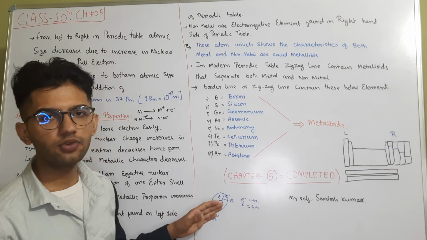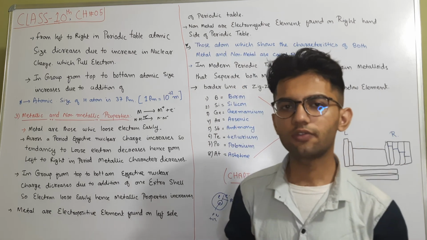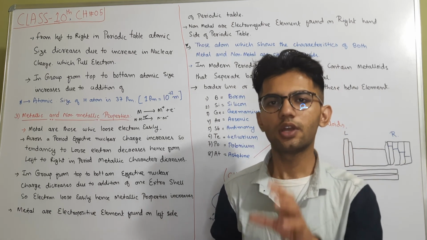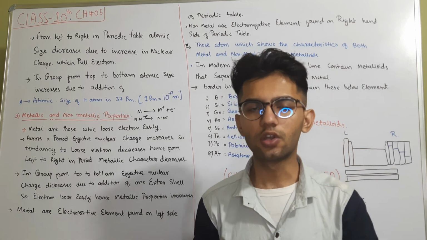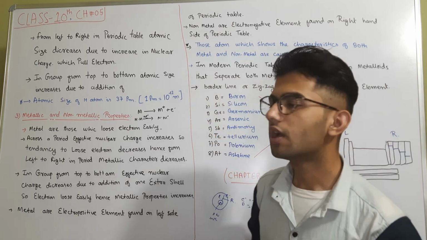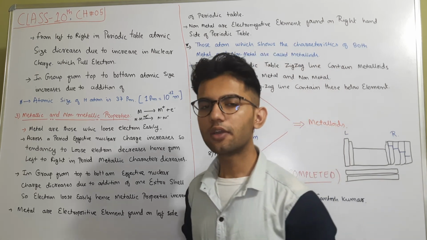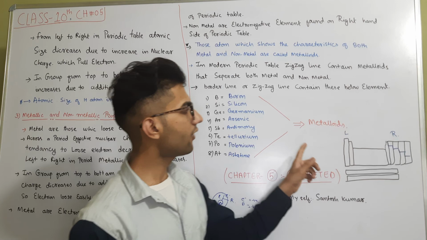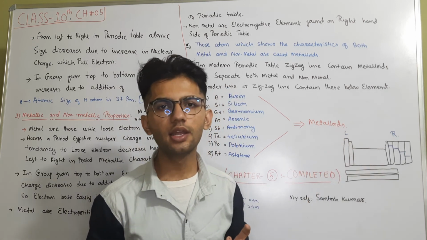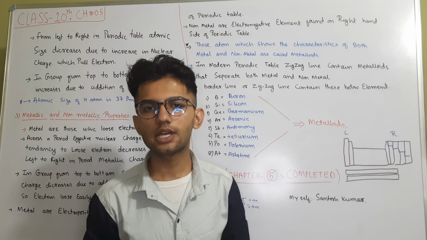Now I hope you have understood the effective nuclear charge. What is the effective nuclear charge or effective nuclear force? The force that is exerted by the nucleus on the electrons is known as the effective nuclear force. Now, what is the effect of the effective nuclear force on the atomic radius? If we move across a period from left to right, the atomic radius decreases. Why? Because the effective nuclear force or effective nuclear charge increases.